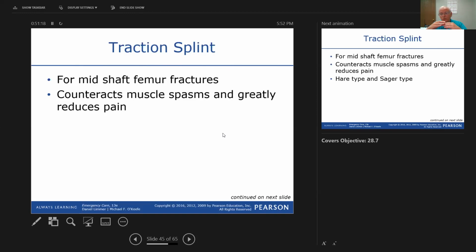And so that's going to reduce soft tissue damage, okay? It's also going to relieve pain for the patient. We don't have to put it back into alignment, okay? We just want to relieve some of that spasm and reduce the patient's pain, okay?